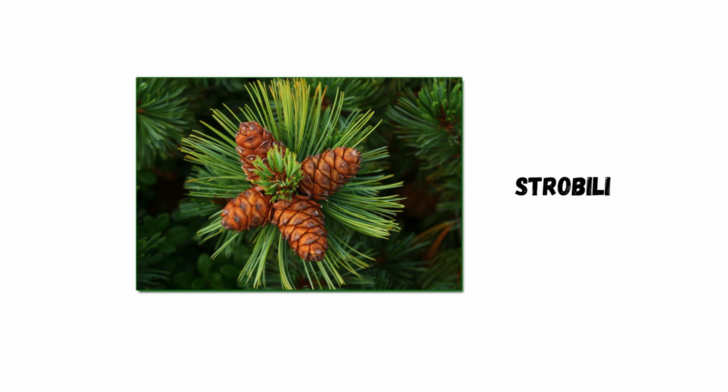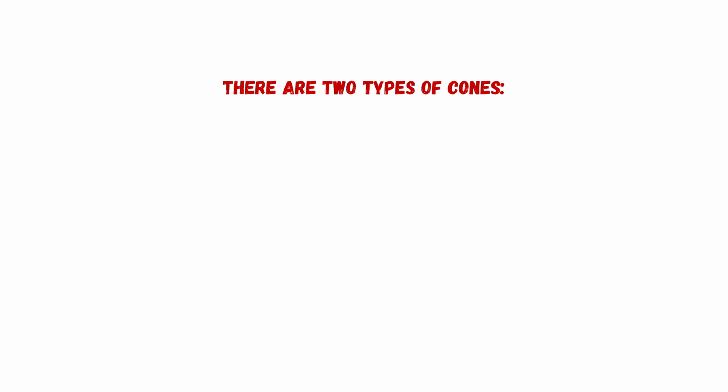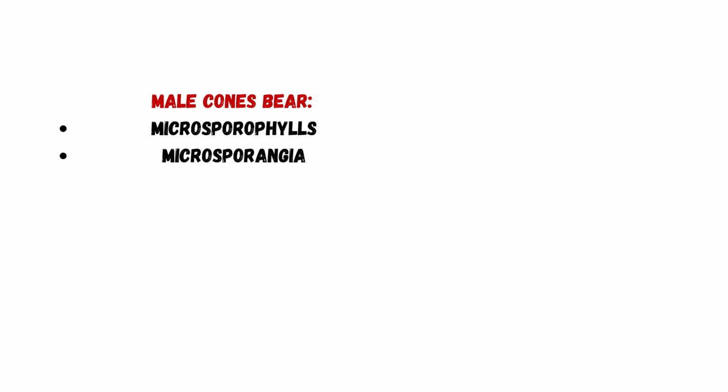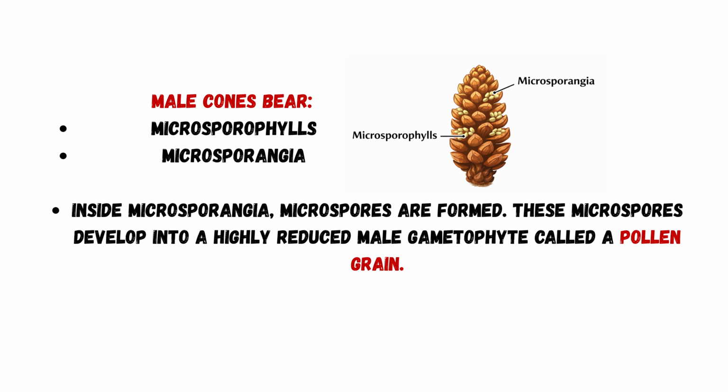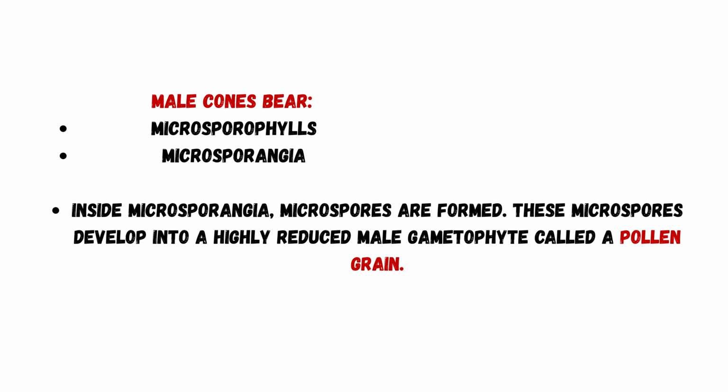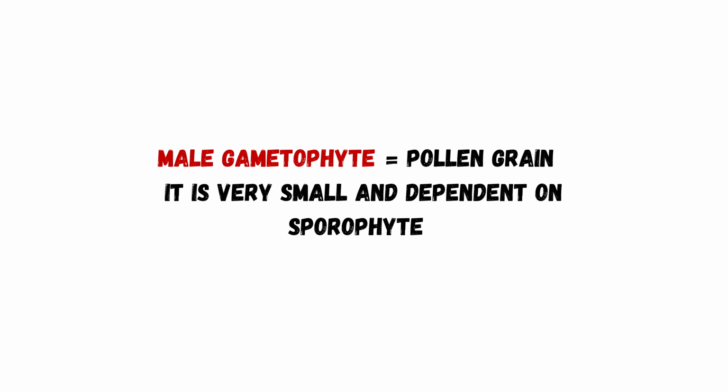So now let's talk about another important structure in gymnosperms, the strobili, also called cones. There are two types of cones, male cones and female cones. Male cones bear microsporangia and microsporophylls. Inside microsporangia, microspores are formed. These microspores develop into a highly reduced male gametophyte called a pollen grain. So remember, the male gametophytes are pollen grains. It is very small and depends on the sporophyte.